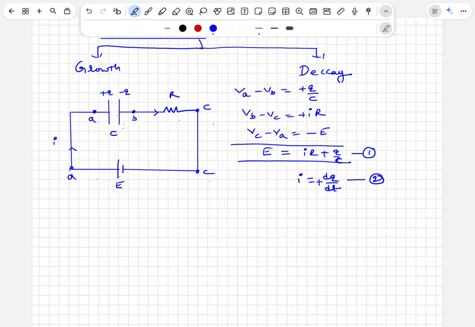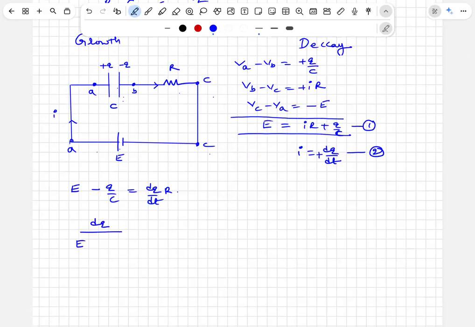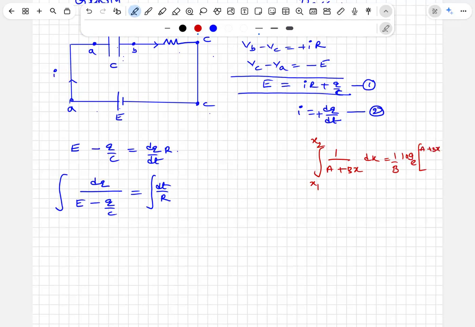Now use these two equations. So E minus Q by C is dq by dt times R. So dq by (E minus Q by C) is dt by R. In mathematics, whenever you have a situation like this, with this limit, you write it as 1 by b log e of (a plus bx2) by (a plus bx1). We already know this.